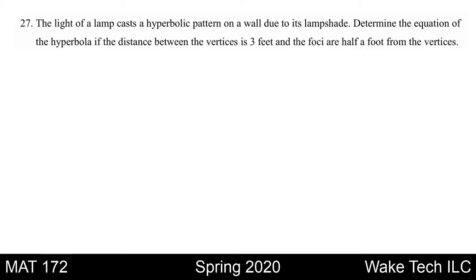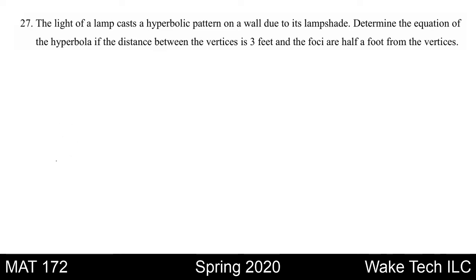One of the benefits of an application problem is it's often visual. It's often something that we can picture and thus draw a picture of. We can look at the parts of the graph. So what I'm going to do is try and draw a picture of what's being represented here, and then maybe label some parts. It says the light of a lampshade casts a hyperbolic pattern on a wall due to its lampshade. So that gives us a good amount.